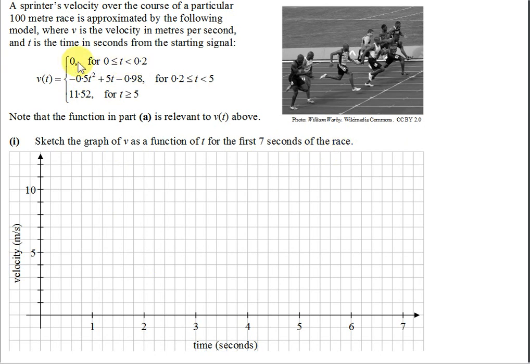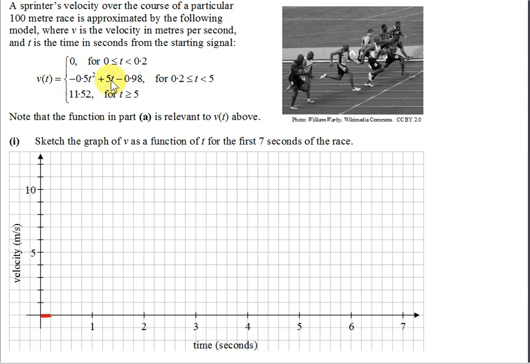So for the first 0.2 seconds, the velocity is 0. So, we have 5 units here making up 1 second, so each of these units must be 0.2 seconds. So this is 0.2 of a second. The velocity is 0, so we just have a horizontal line. Now, for t between 0.2 and 5, we have a quadratic function of time. So we have a parabola, and because the t squared term is negative, we have an inverted parabola.